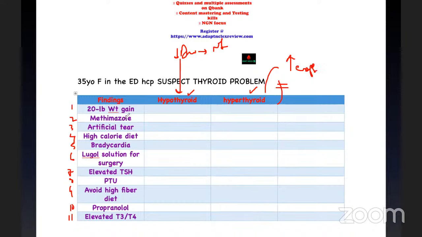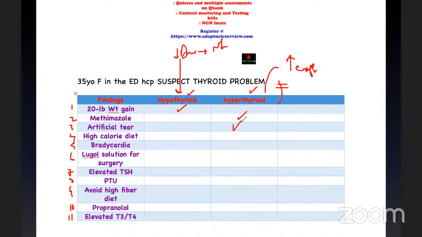Who is going to need artificial tears? Somebody whose eyes are dry, right? They have exophthalmos. That would be what? Hyperthyroid. Who will need a high calorie diet? Somebody who's losing weight. So hyperthyroid. Who needs Lugol's solution for surgery? Hyperthyroid.